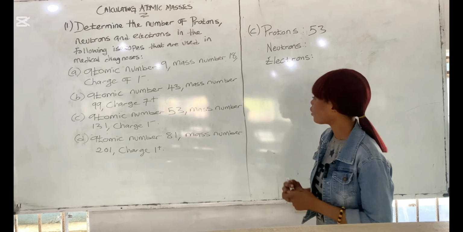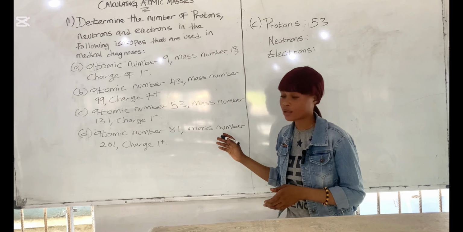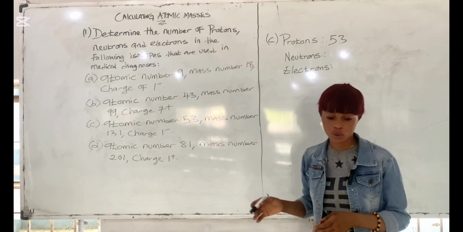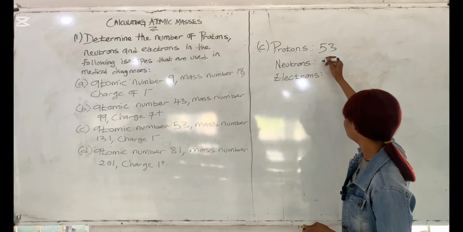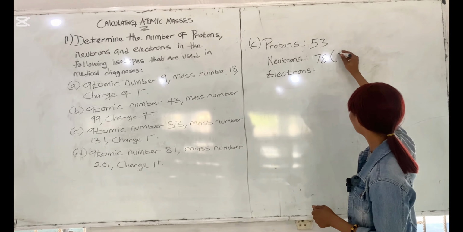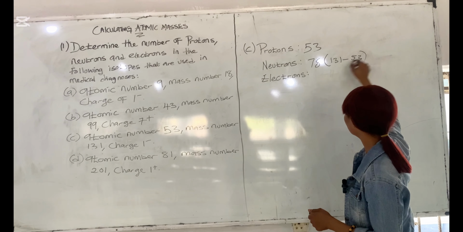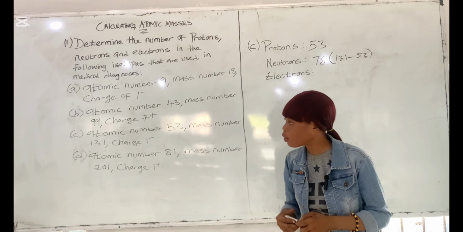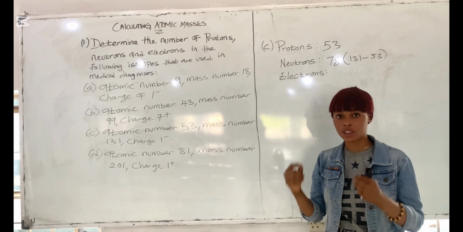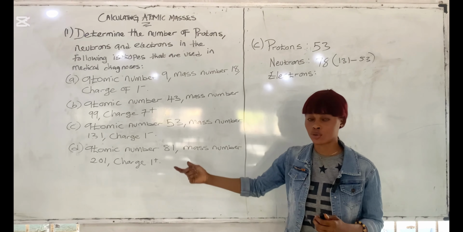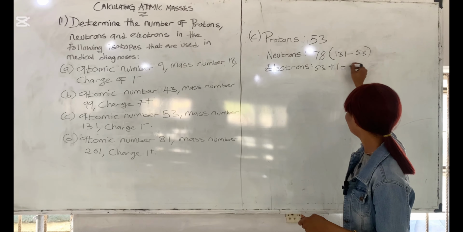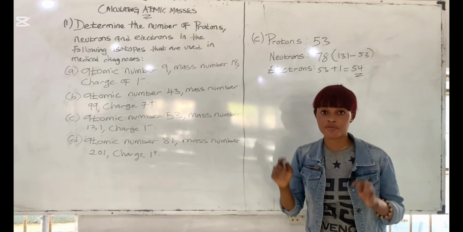Then for our number of neutrons, we know that it is the mass number minus the number of protons. So if the mass number is 131 and the number of protons is 53, our number of neutrons is 78. We got 78 by subtracting 53 from 131. Then for our electron number, this carries a charge of -1. Like I said, if it carries a negative charge, you add that charge to the number of protons. So our number of electrons is 53 plus 1, which is 54.